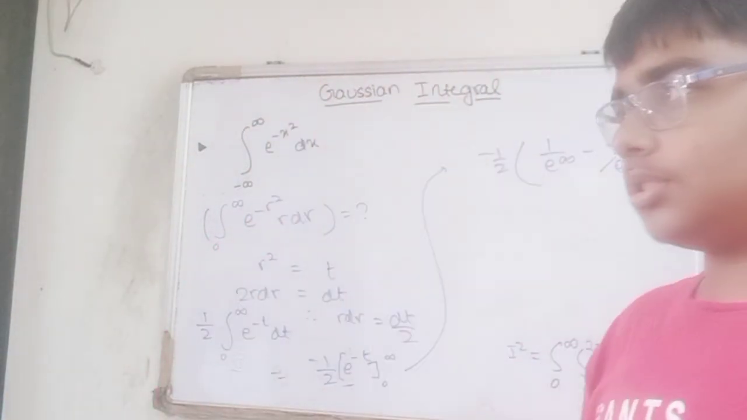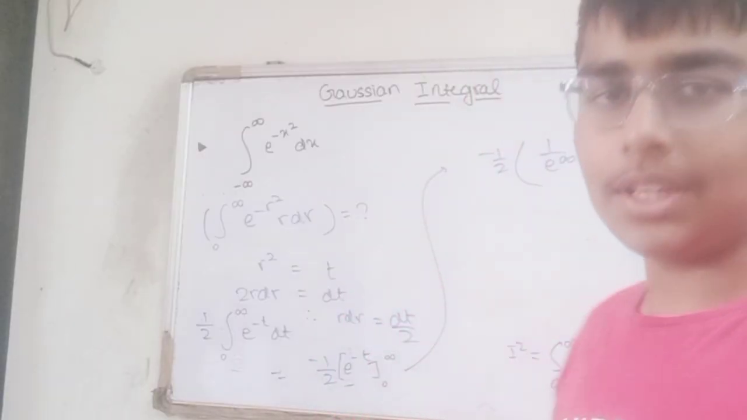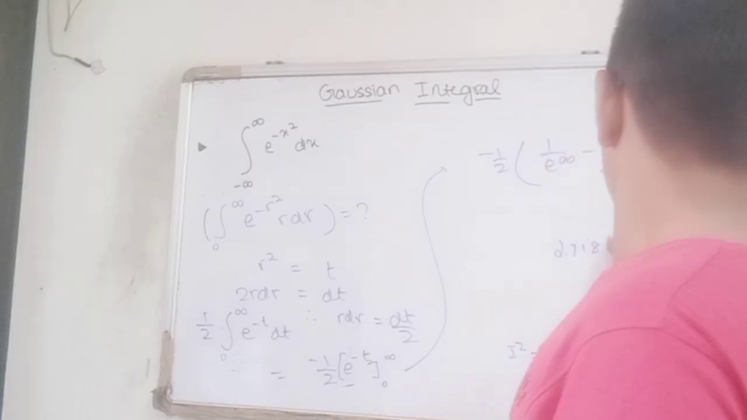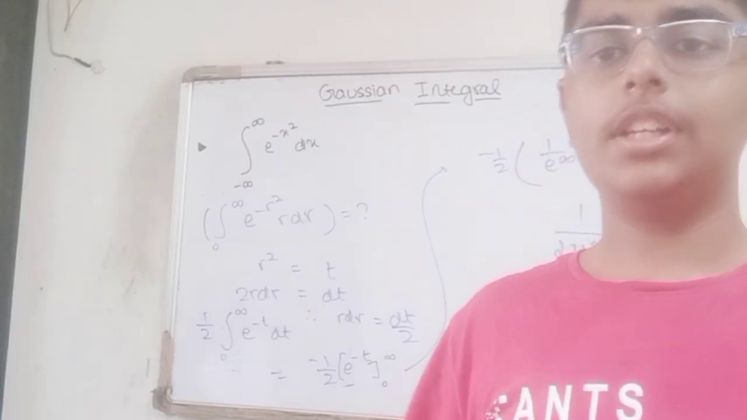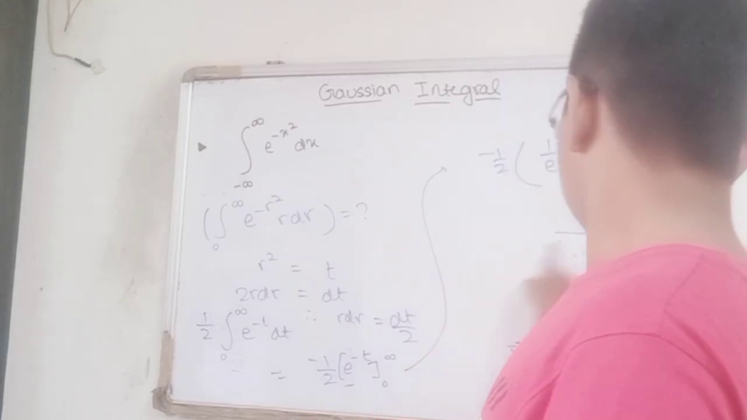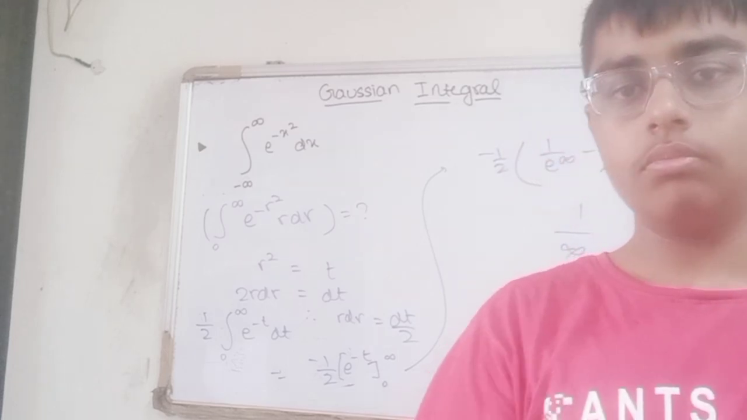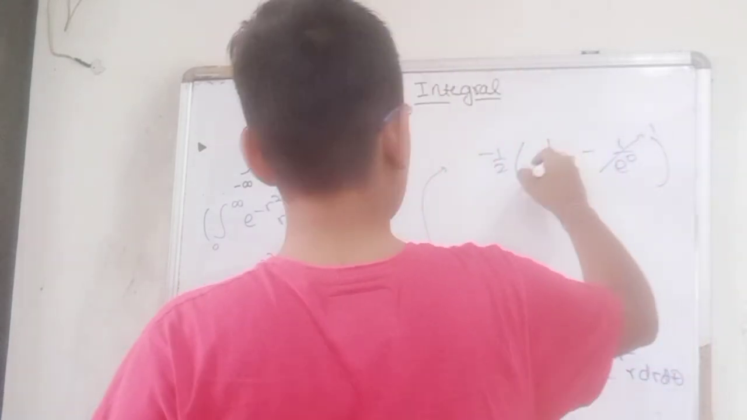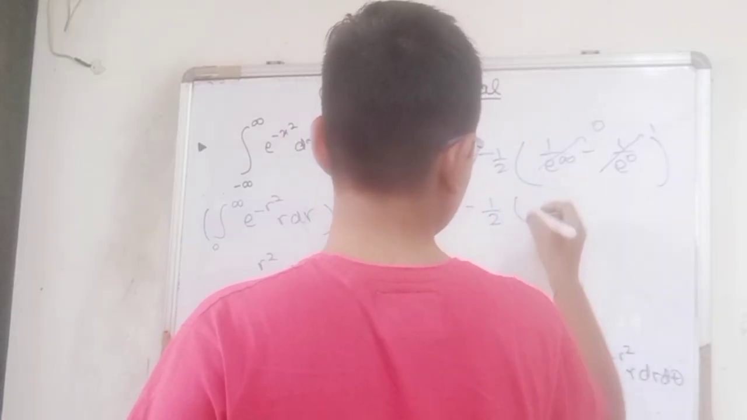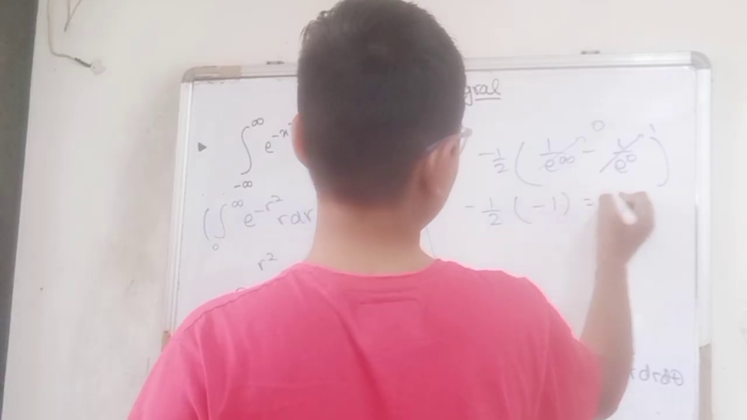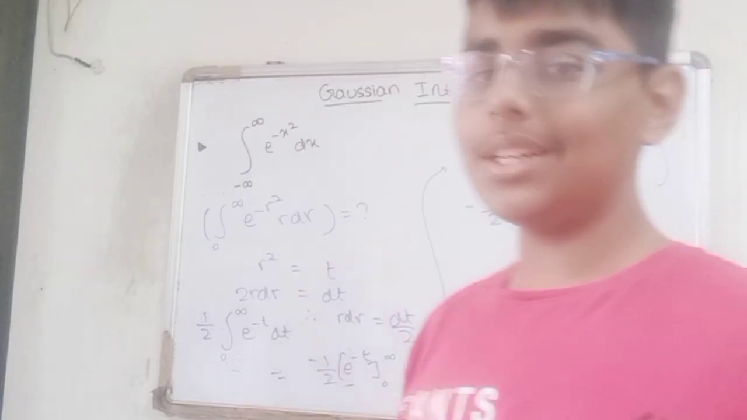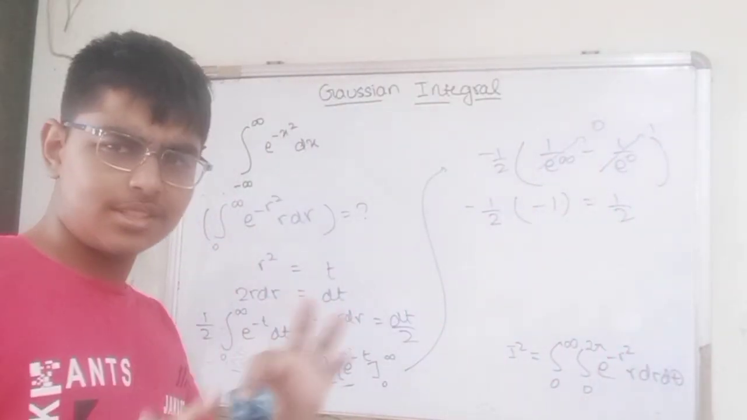Let's imagine this. What is e? 2.718. What is infinity? Infinity. Now what is something to the power infinity? In a casual sense, infinity. So this becomes infinity. And what is 1 by infinity? 0. So we just put this as 0. So we get minus half, and this is 0, minus 1 is minus 1. So it is half. So you got a is half, and b is 2 pi.